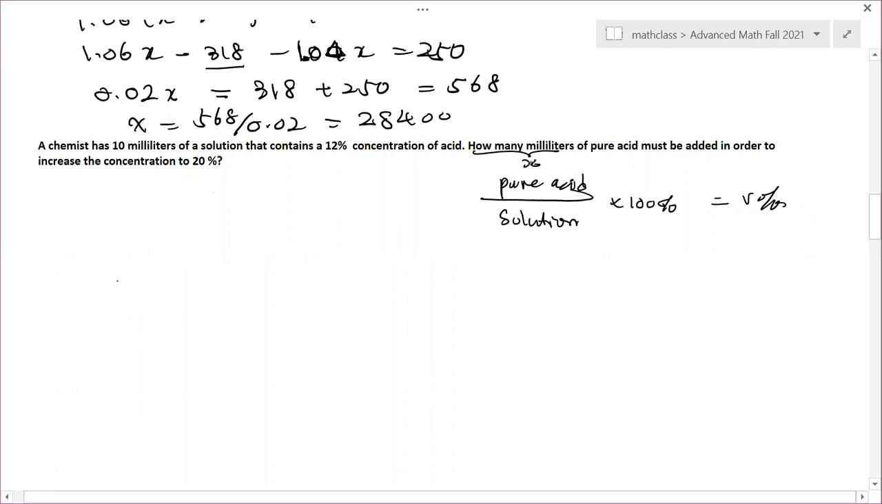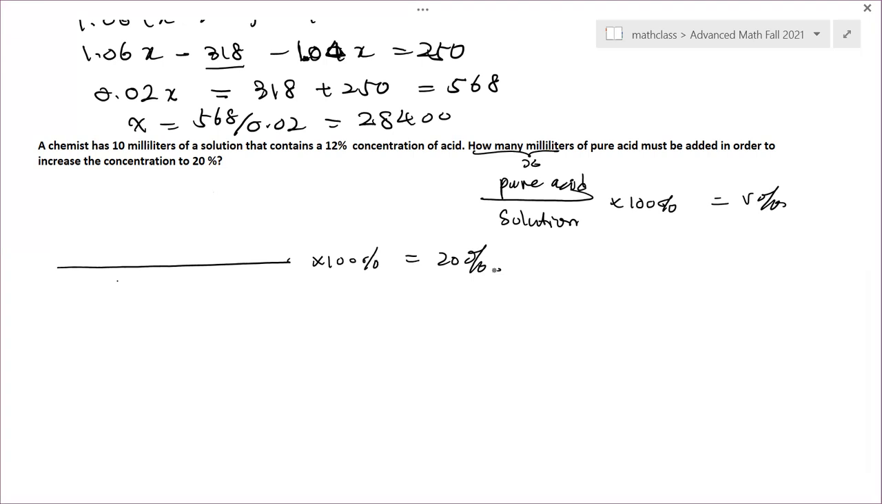And then the question: how do you calculate the 20%? If you multiply by 100%, you should get 20%. That's our goal. The denominator is the total amount of solution. Originally, there are 10 milliliters of solution. Now you add X milliliters of pure acid. What is the total? 10 plus X. The numerator is the amount of pure acid.